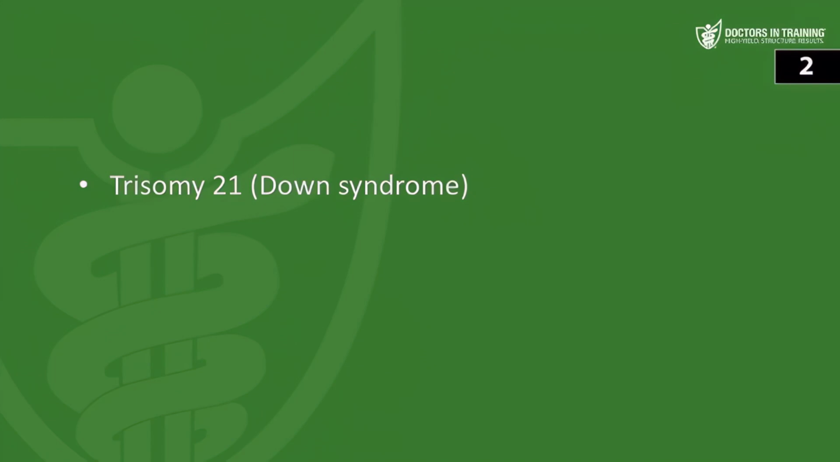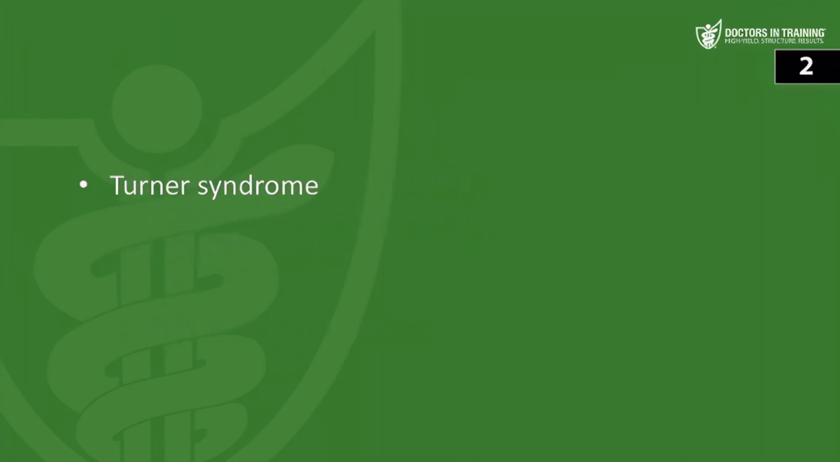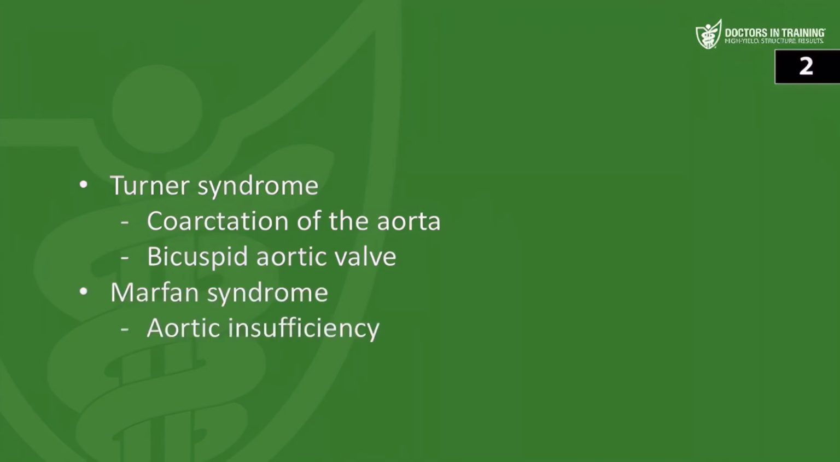Down syndrome, so that's going to be an endocardial cushion defect. Next we have congenital rubella, so this is either a PDA or pulmonary artery stenosis. Turner syndrome, so this is going to be coarctation of the aorta, also a bicuspid aortic valve. And then we have Marfan syndrome, so think of aortic insufficiency.